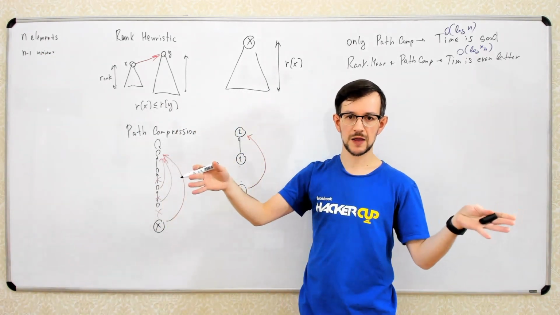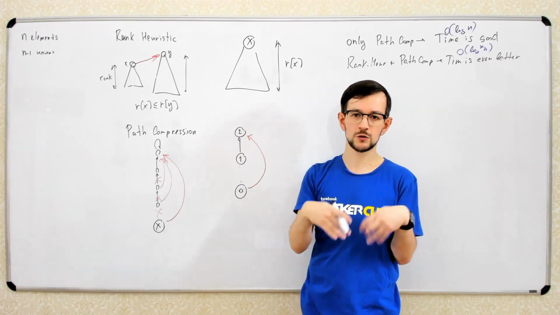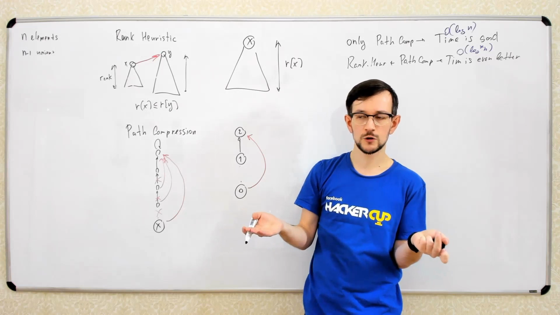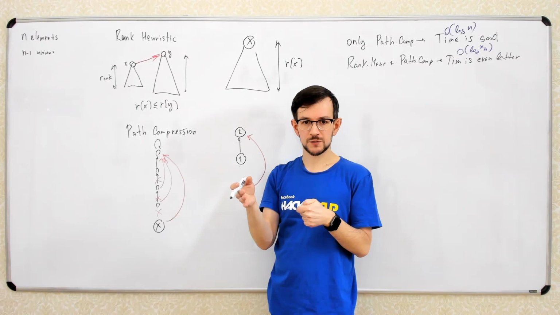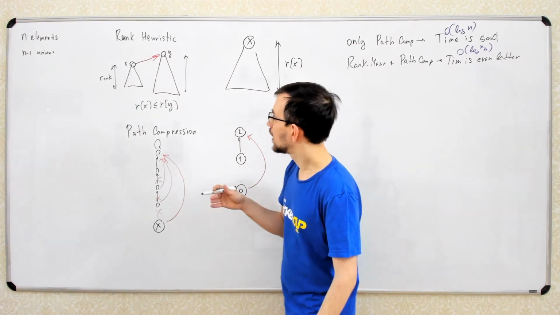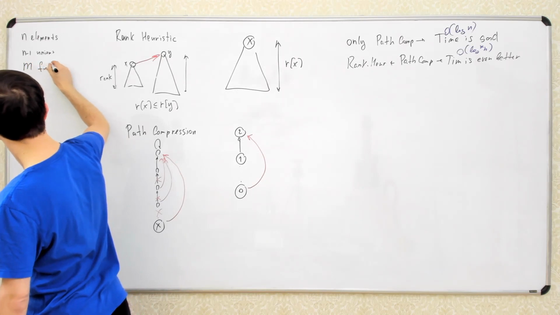There are some n elements. Every time you combine two elements, the number of sets is decreased by 1, so you cannot have more than n minus 1 union operations. But the number of find operations may be different, and we will add another variable. Let's say we have m find operations.